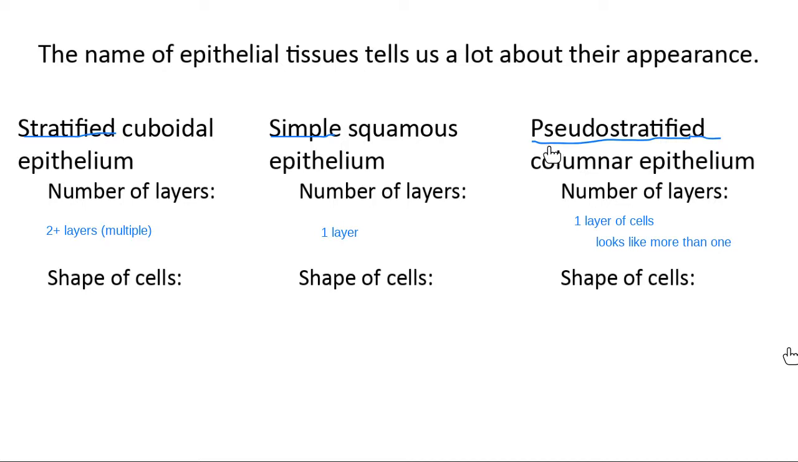Pseudo stratified columnar epithelium. Pseudo, remember from last week, means fake. Stratified means more than one layer. So fake, more than one layer, pseudo stratified. There's one layer of cells, it looks all funky. We'll look at a bunch of pseudo stratified today so you can tell, we'll know that we're looking at pseudo stratified because it's a hot mess.